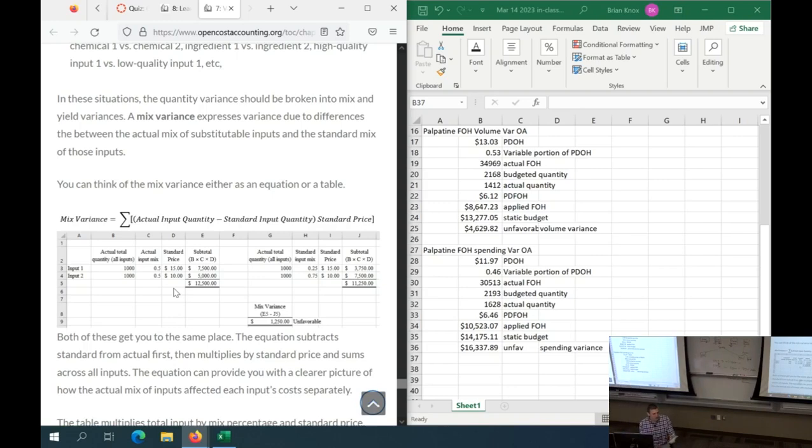Accounting for the fact that if we have substitutable inputs, some of the quantity variance is due to the fact that we may have altered the mix, the actual mix versus what we had as a standard mix.